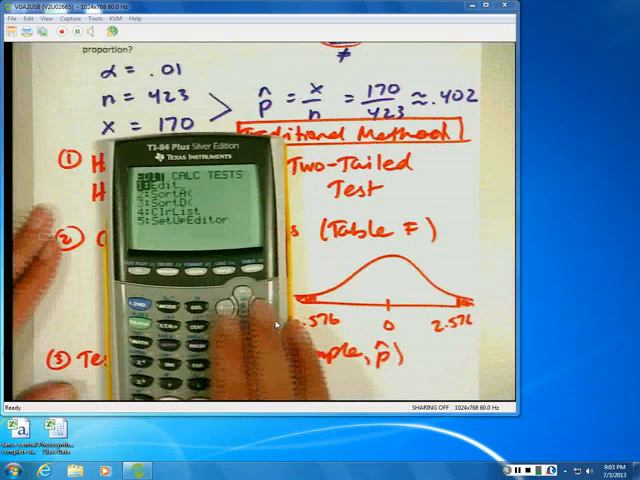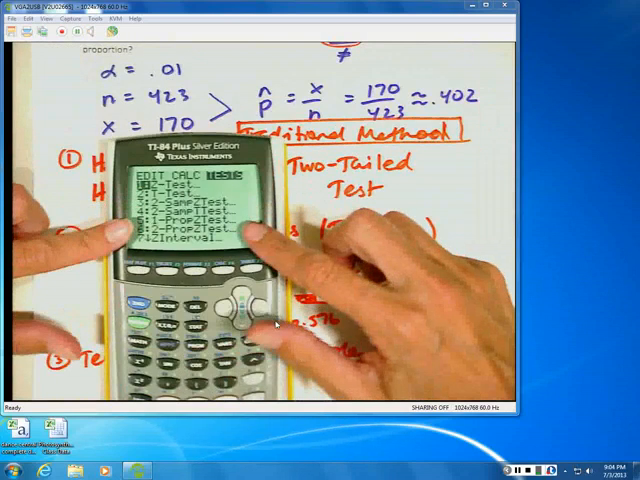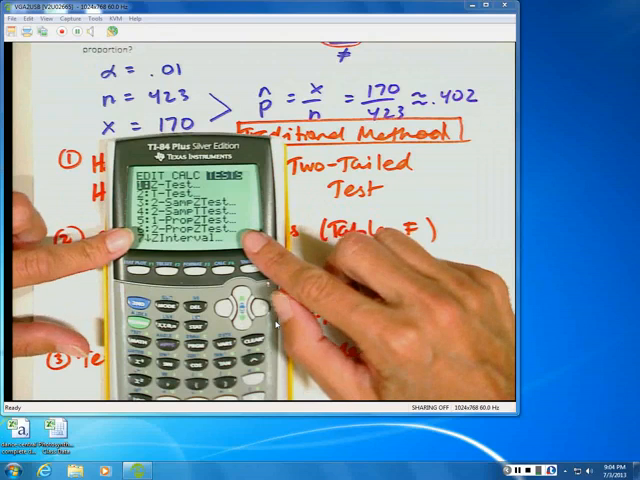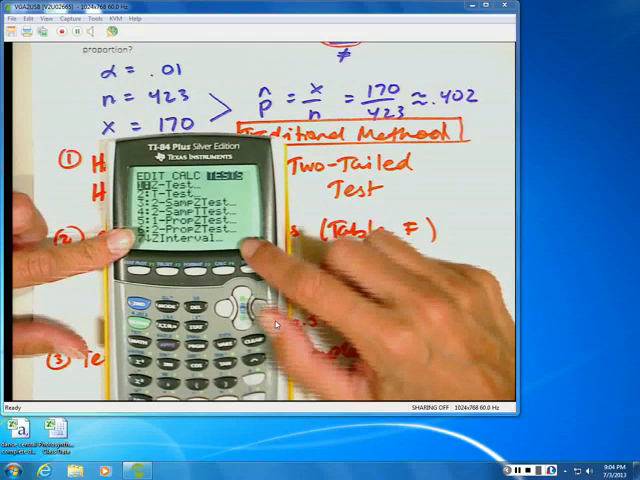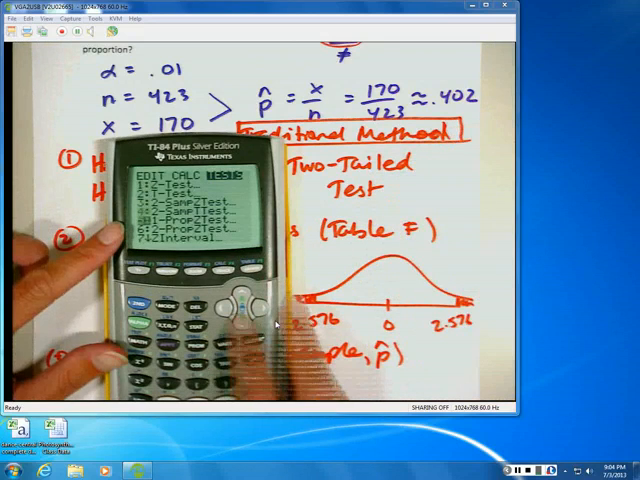I go to stat and then tests. Now I go down here to 5 and 6. I've got a 1 proportion z-test or a 2 proportion z-test. There are no proportion t tests. You don't need to worry about sample size. So I'm doing a 1 proportion z-test.